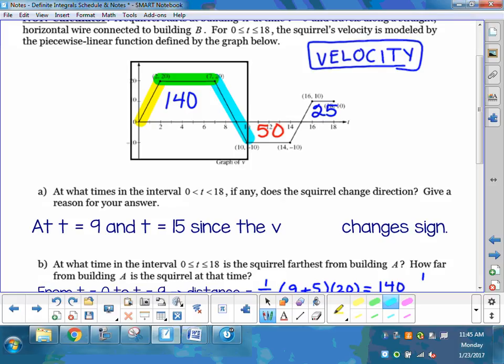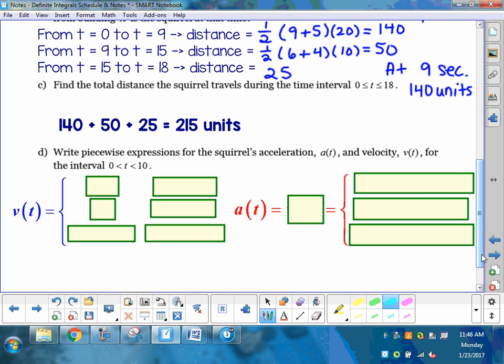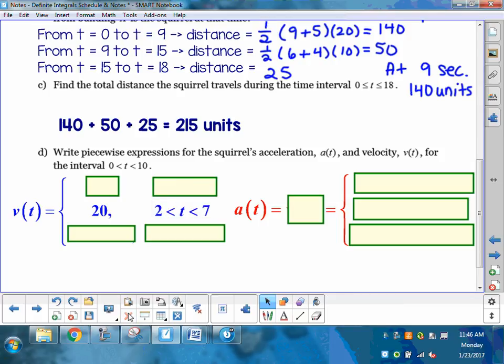Mike, what's one of the pieces? Do you want to give the yellow, the green, or the blue? I'll give the 3. Boy, you picked the tough one. What is it? We're doing our velocity function, y equals 20, from where to where? From 2 to 7. You need to put those constraints on it.